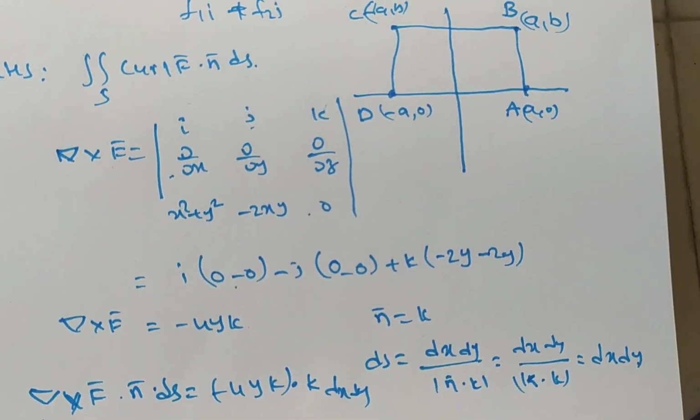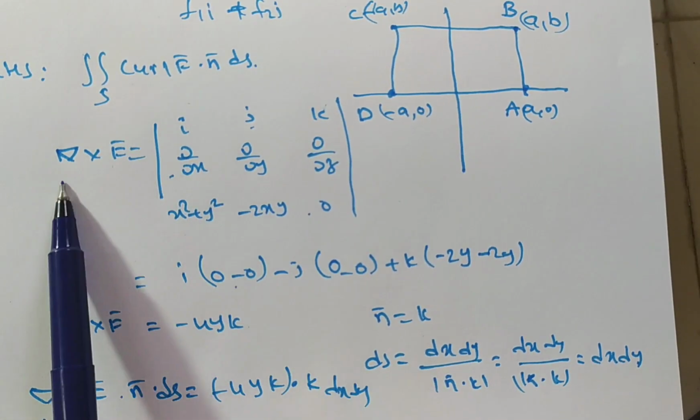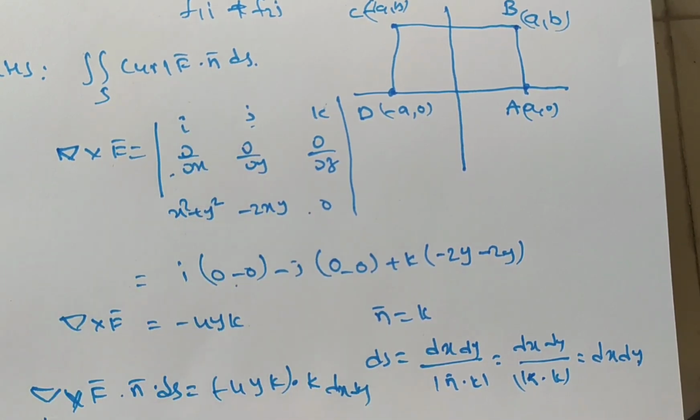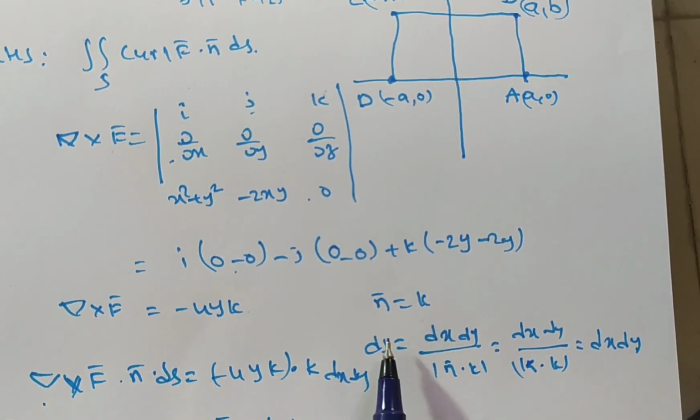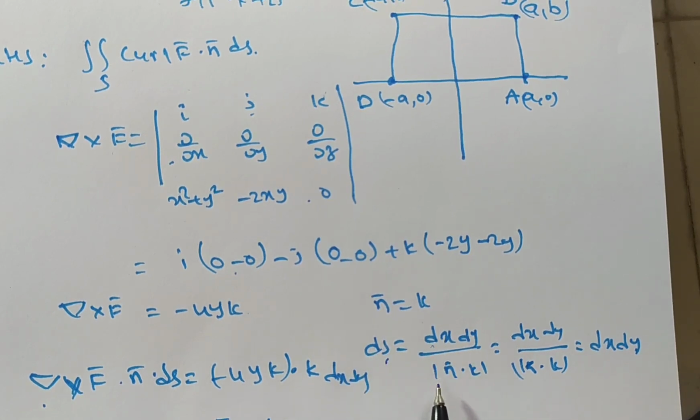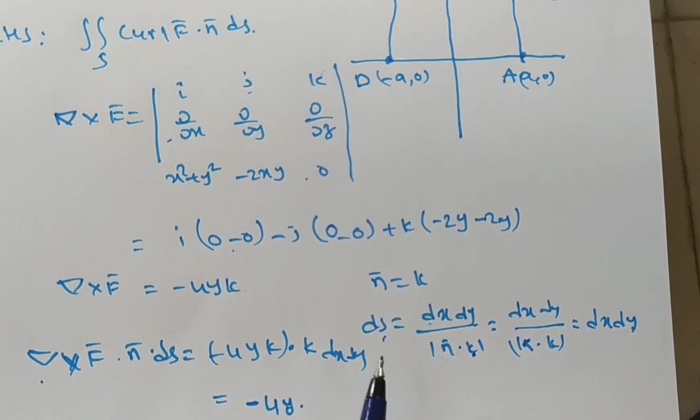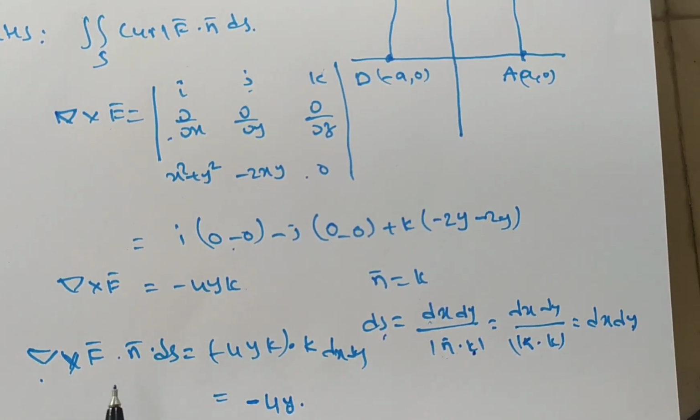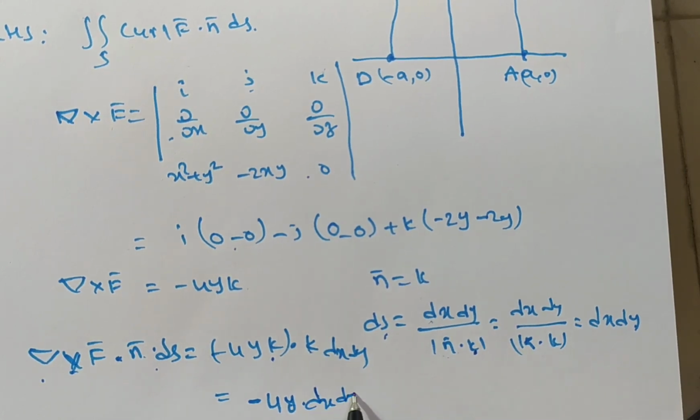Is it clear, friends? How we are done? First, we found curl f bar. Next, n bar we have taken on the xy plane. On the xy plane, n bar is equal to k. Next, ds is dx dy by mod of n bar dot k, which becomes dx dy only. Now I multiplied del cross f bar and n bar ds, the dot product of these two into ds. Here you have k dot k is 1, so minus 4y you have outside, and dx dy.